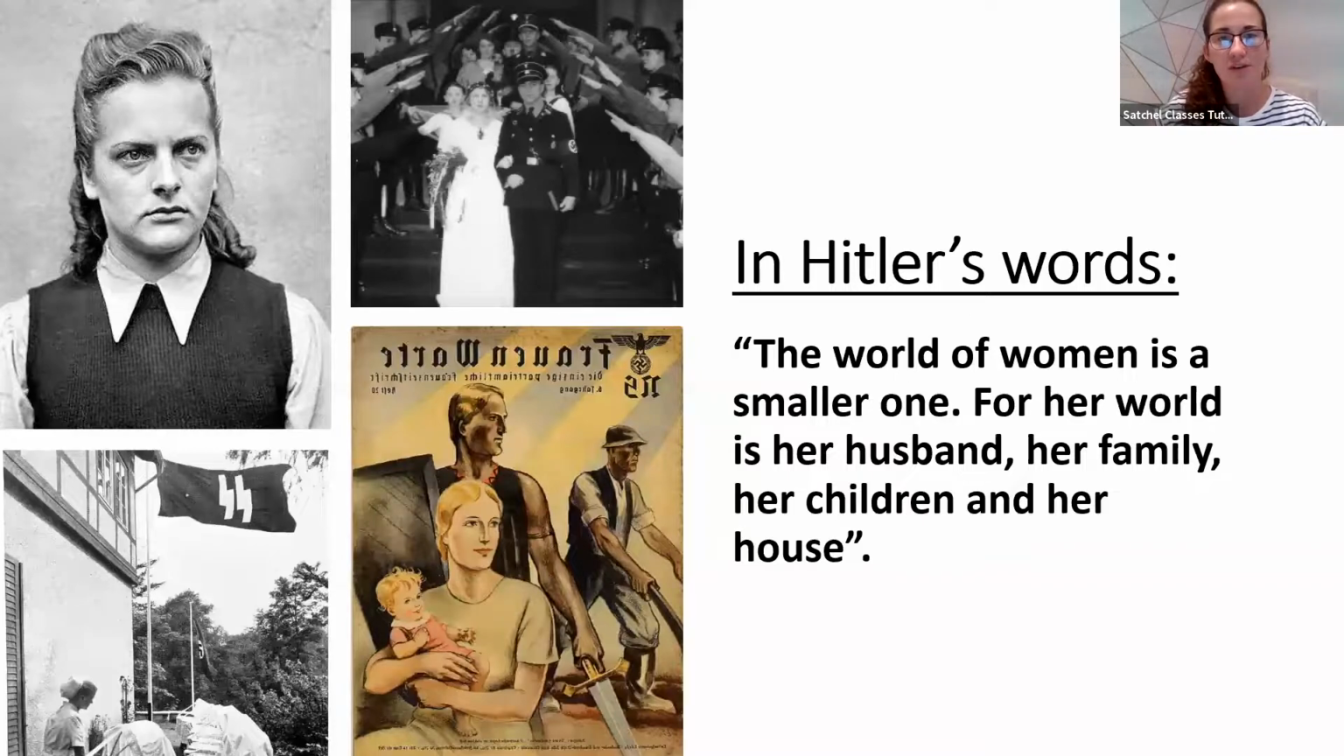Top corner, you've got the fancy wedding. She's married an SS soldier, you can see by the uniform. She's married in the right church. You can see them with their hands up as well, that old Roman symbol that the Germans have copied.